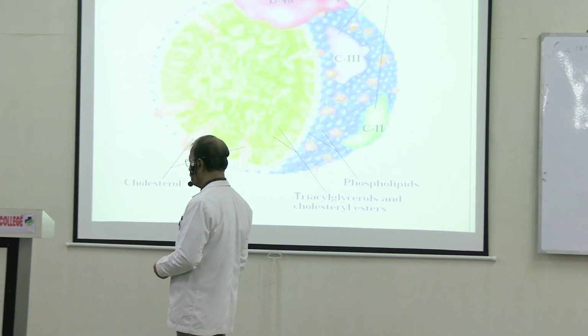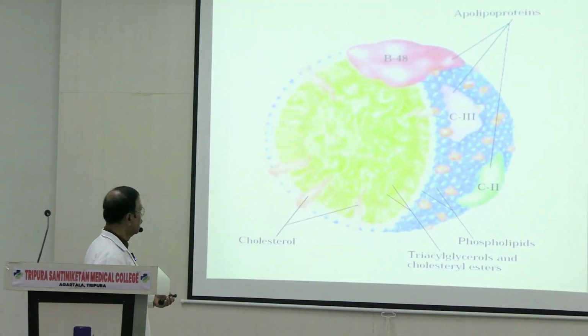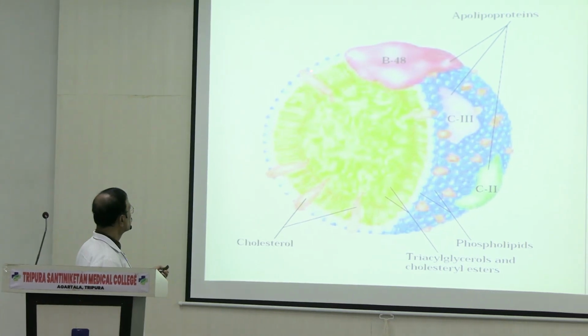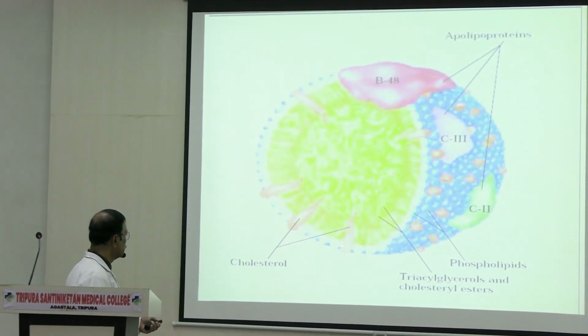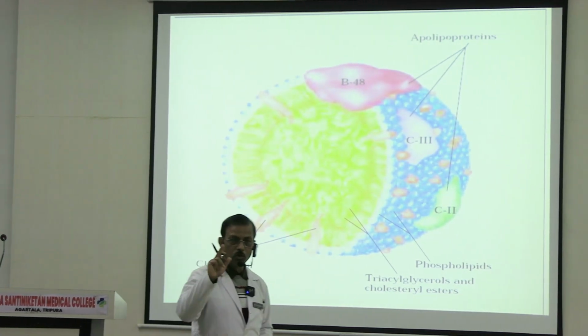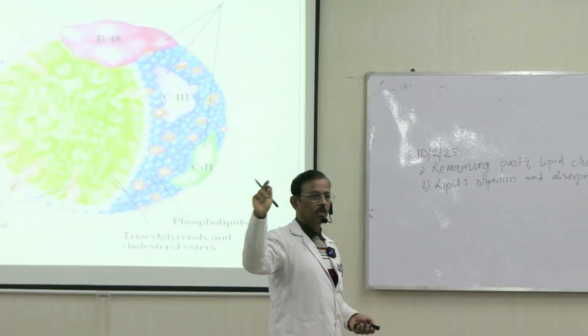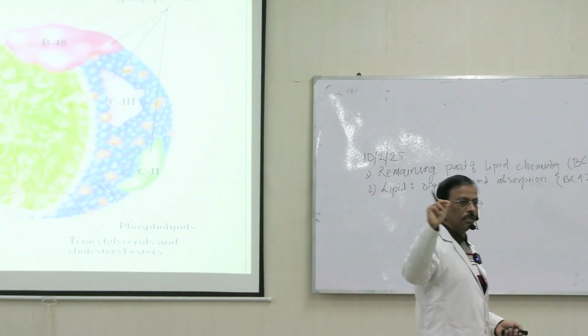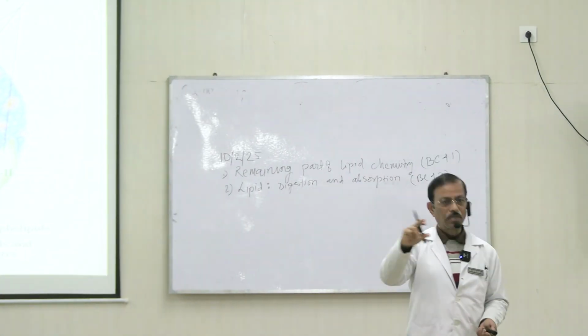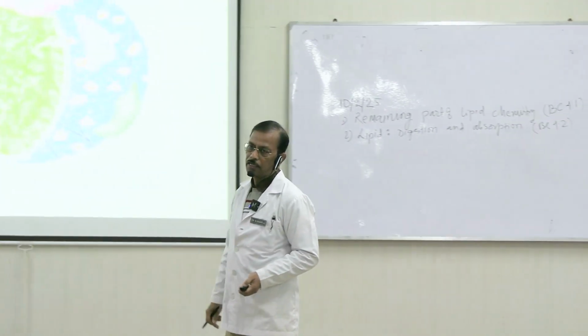Cholesterol ester is strongly hydrophobic, so it comes in the center. Triacylglycerol also comes in the center. In the periphery, these are the phospholipids and these are the cholesterols. You have seen phospholipid in the cell membrane also, constituting the cell lining. Cholesterol also is there in the cell membrane.